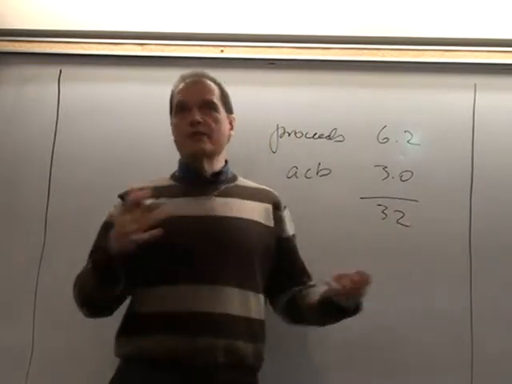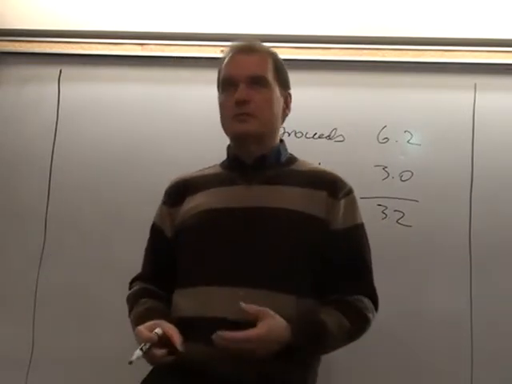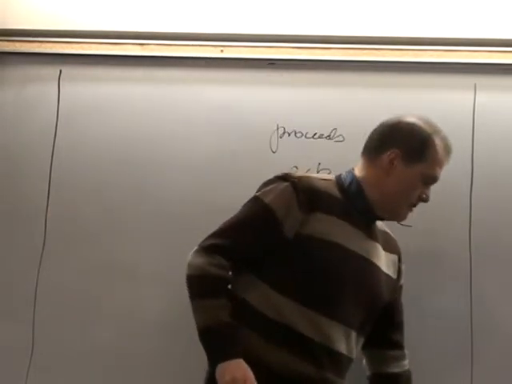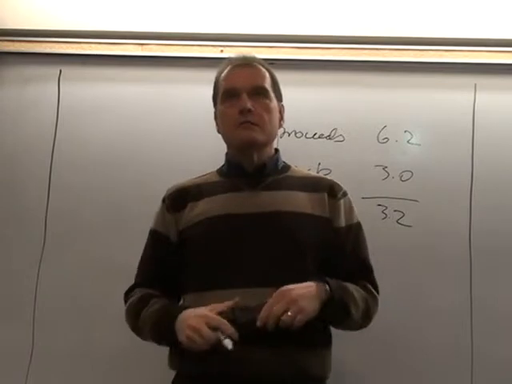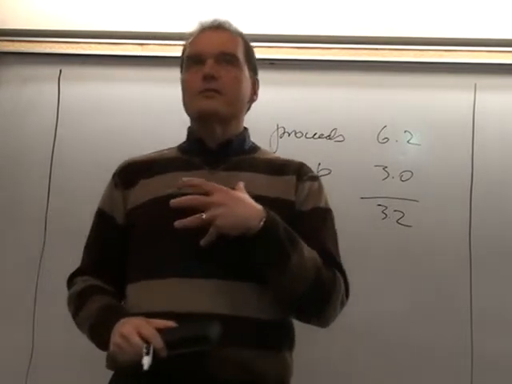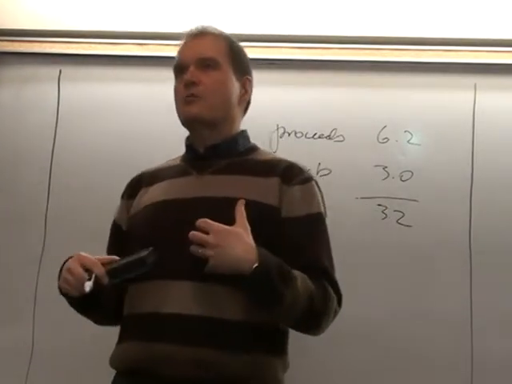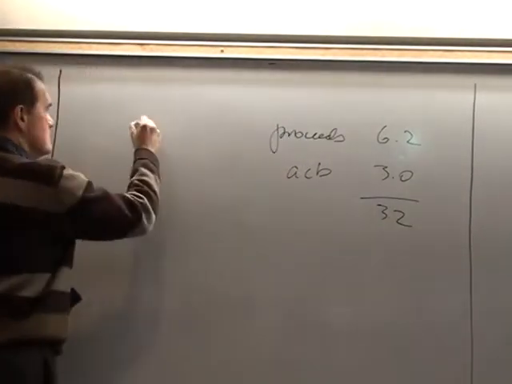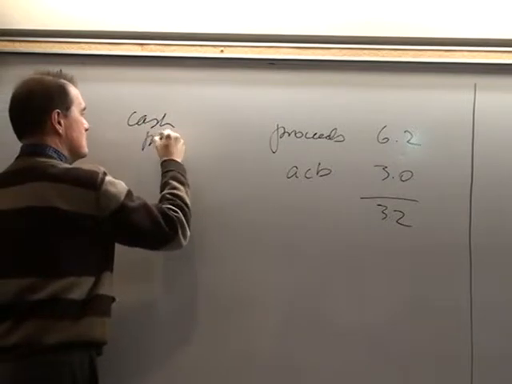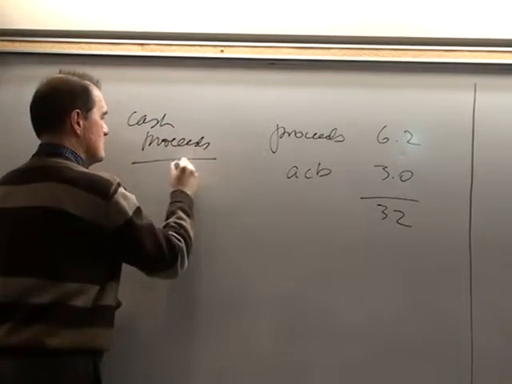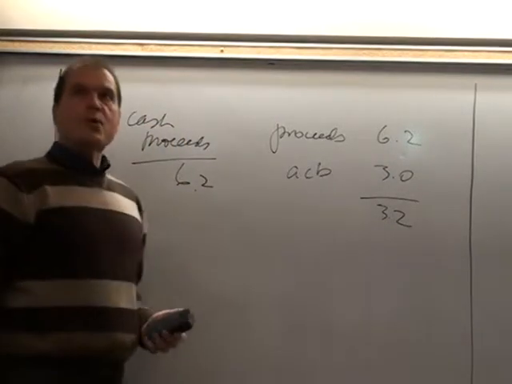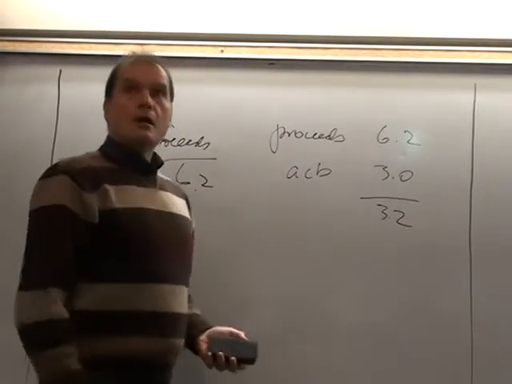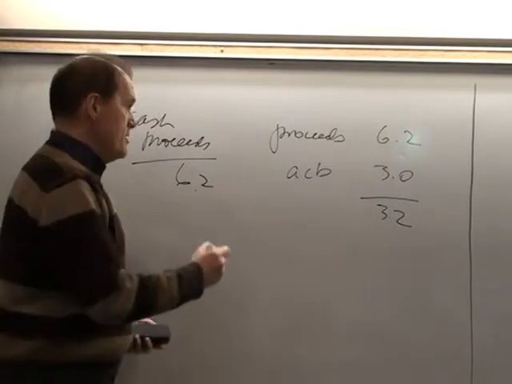And then a whole bunch of things happen, like does she qualify for the capital gain exemption, all that kind of stuff. And then what we're trying to get at though is to figure out what her net cash proceeds are. So they start out as being $6.2 million minus her adjusted cost base.